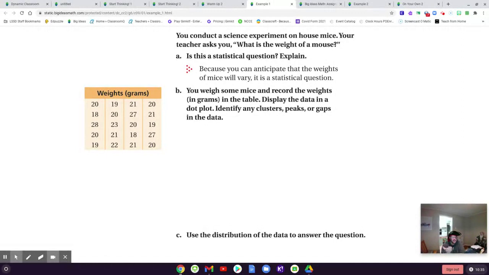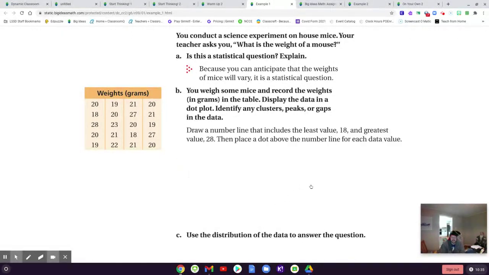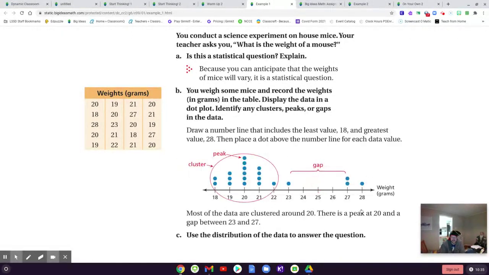So it looks like our smallest one is 18. Any smaller than 18? I'm seeing 18 all the way up to about 28. Is there 29 there? No. So 18 to 28. Your numbers will go right below your line. You have 18, 19, 20, 21. And don't skip any, even if they don't show up. You end up with a chart that looks something like this. It goes 18 all the way up to 28. There's a gap right here because none of the mice weighed 24, 25, or 26 grams. But you still put those on the number line.